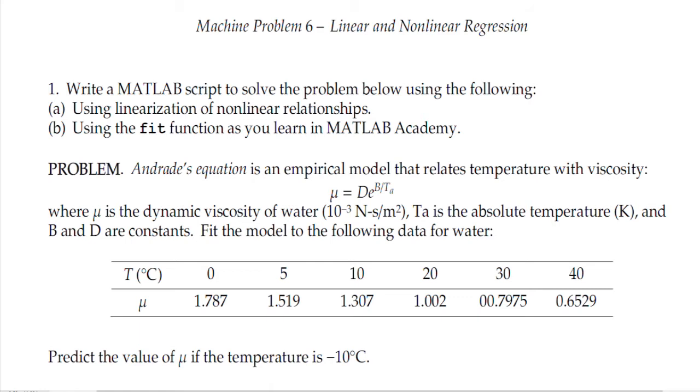We have the following data, where an increasing temperature reduces the viscosity of the water. We also need to predict the value of mu if the temperature is negative 10 degrees Celsius, or 263 Kelvin. Okay, so we can work with that. Let's go on to MATLAB.